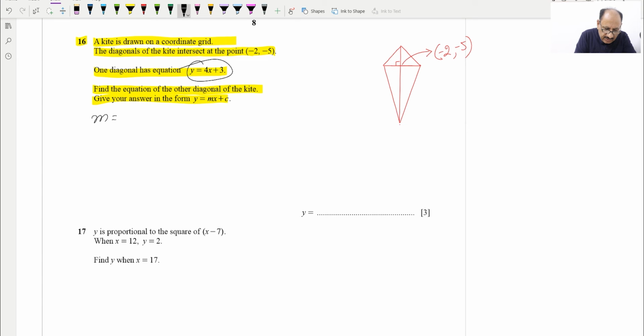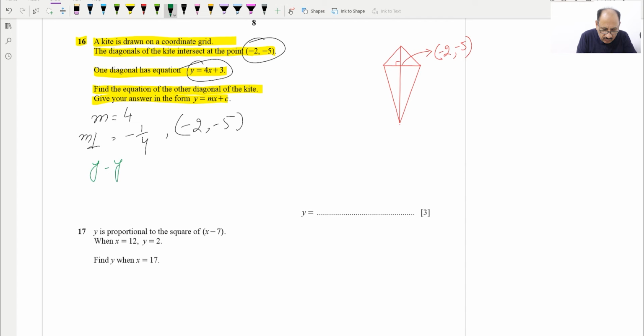m of the given line is equal to 4. We know y is equal to mx plus c, so this is 4. So the gradient of the perpendicular line will be what? Reciprocal and change sign, so minus 1 by 4. And then we can take this point, which is minus 2 and minus 5. Now the rest is, we can write the equation of the line in point slope form.